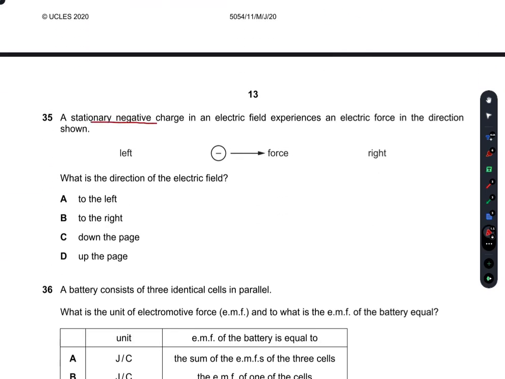A stationary negative charge in an electric field experiences an electric force in the direction shown. What is the direction of the electric field?